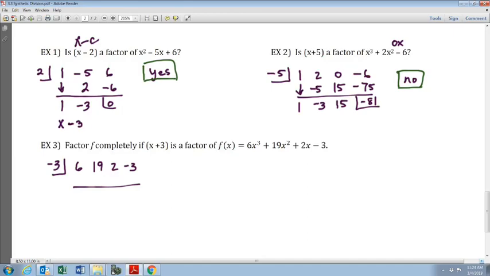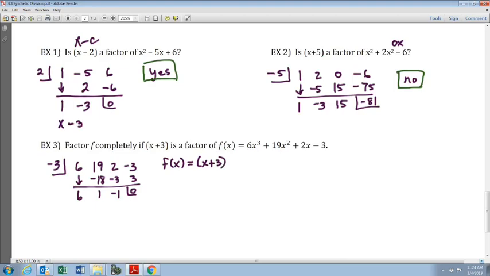Go ahead and do the synthetic division. So we'll drop the 6. When we multiply, we get negative 18. When we add, we get 1. 1 times negative 3 is negative 3. When we add here, we get negative 1. Negative 3 times negative 1 is positive 3, and when we add, we get 0. And so you can see that x plus 3 is a factor. We did get a remainder of 0. But the more important thing is we can actually factor this polynomial now.